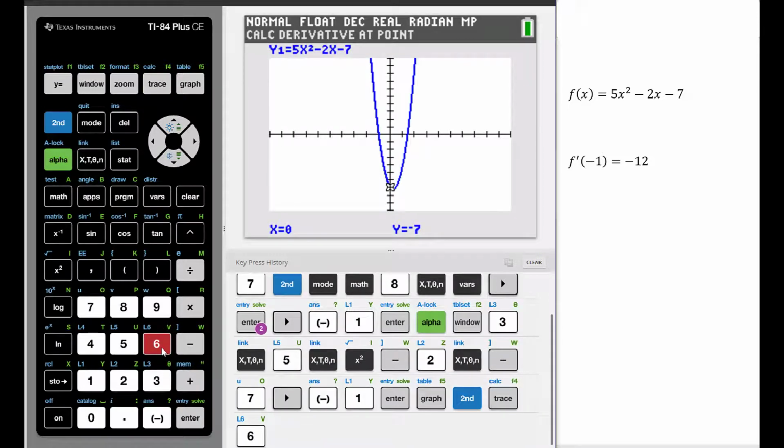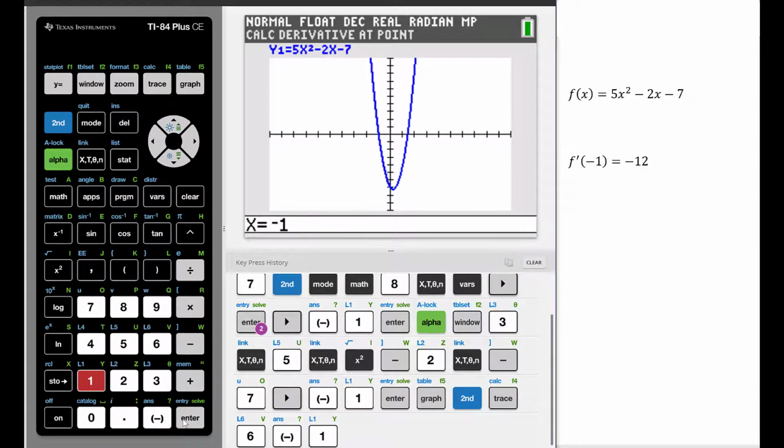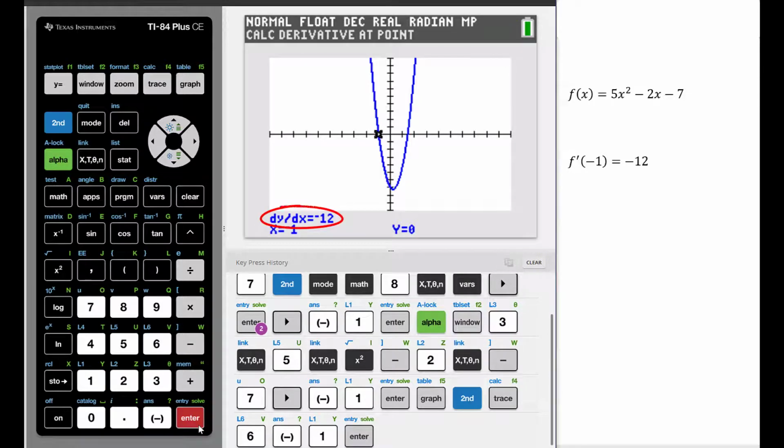Once we press number 6, it brings us back to the graph of the function with the cursor blinking on the point (0, -7). We just need to type in -1. And on the screen, you will see x equals -1. Press enter, and it provides us with our dy/dx value. So the derivative with respect to x of this function at the value x equal to -1 is going to be equal to -12.